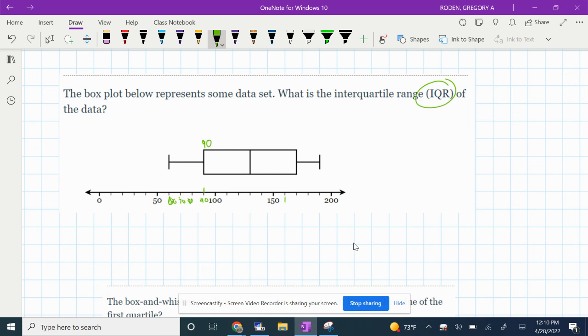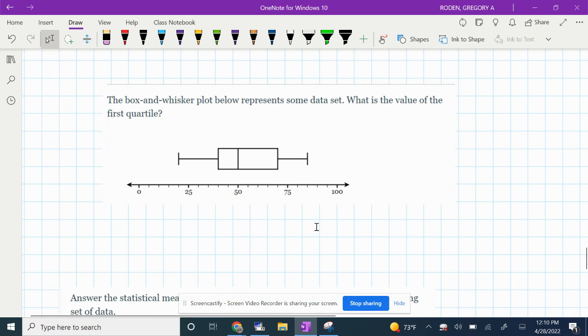What is this? 10, 20. I think we're counting by tens, right? So 150, 160, 170, and so this is going to be 170. So you remember your IQR is Q3 minus Q1. So that's what you want to do on those. You will have some Delta Math on that.